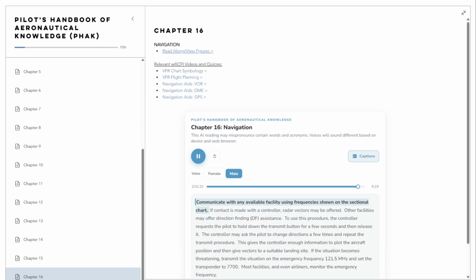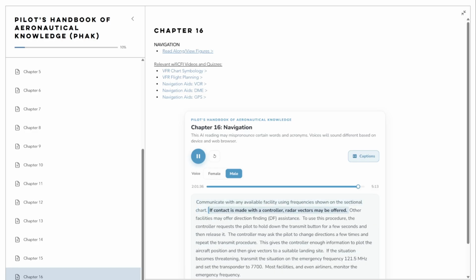Communicate with any available facility using frequencies shown on the sectional chart. If contact is made with a controller, radar vectors may be offered. Other facilities may offer direction finding (DF) assistance. To use this procedure, the controller requests the pilot to hold down the transmit button for a few seconds and then release it. The controller may ask the pilot to change directions a few times and repeat the transmit procedure. This gives the controller enough information to plot the aircraft position and then give vectors to a suitable landing site.